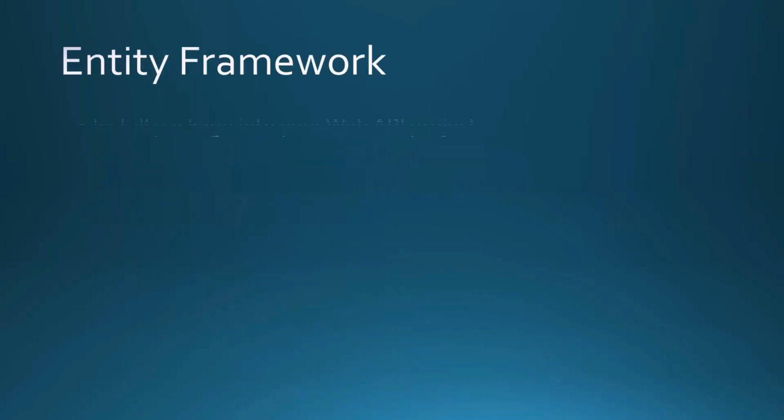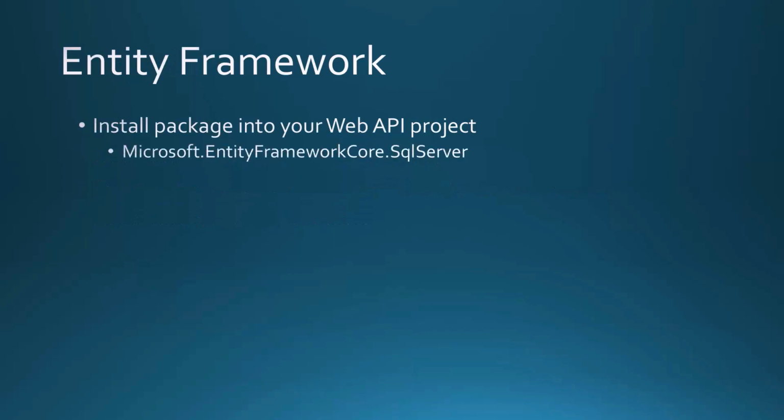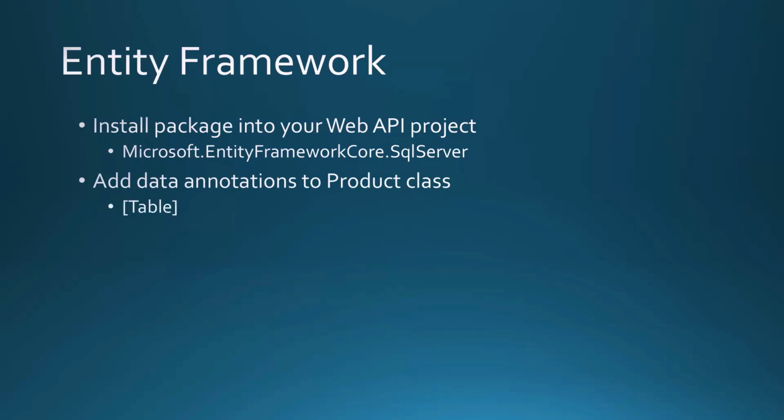To use the Entity Framework, we install the package into our Web API project. The package is Microsoft.EntityFrameworkCore.SqlServer. We then add some data annotations to our product class to line that up with the table in our database. So we'll add a table attribute, a key attribute, a required attribute, and a few others.